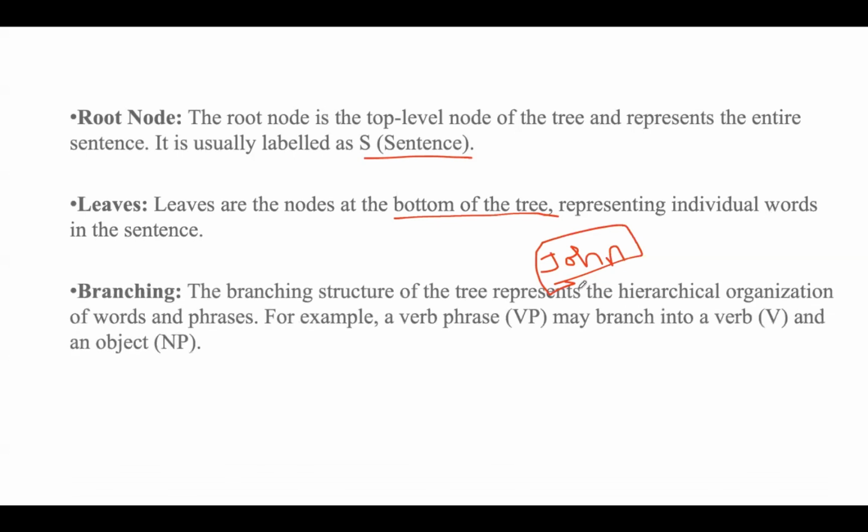And then branching. The branching structure of a tree represents the hierarchical organization of words and phrases. For example, a verb phrase may branch into a verb and a noun phrase. So we can write it like this: verb phrase may branch into verb and noun phrase. It mainly gives you the hierarchical organization of words and phrases.